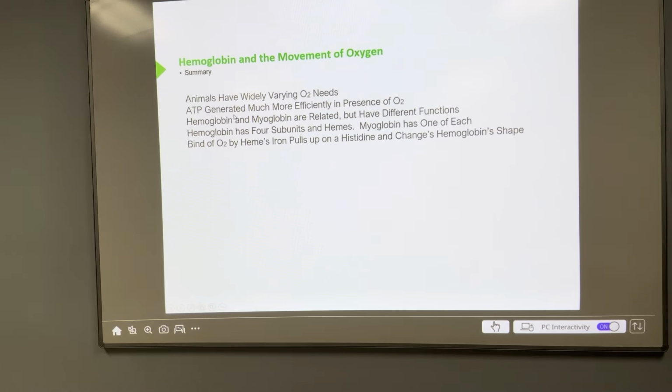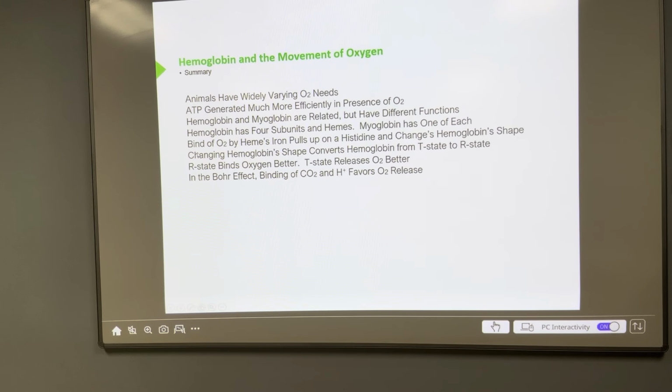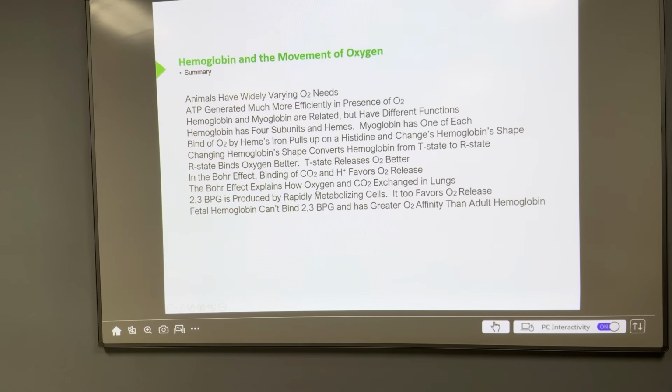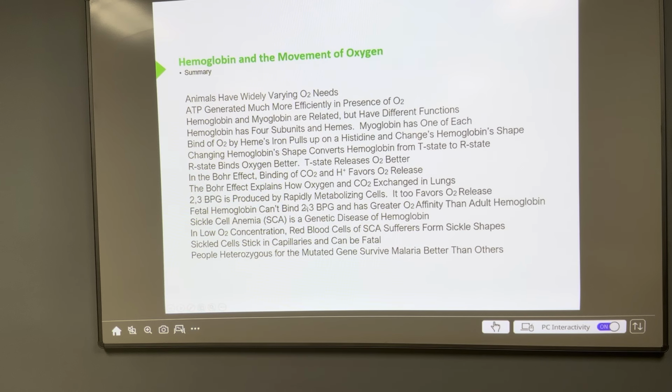Okay? So this is the summary. Hemoglobin has 4 subunits with hemes. Myoglobin has 1 of each. Binds to oxygen. R state binds to oxygen. T state releases oxygen. And we talked about that. Anybody has a question?